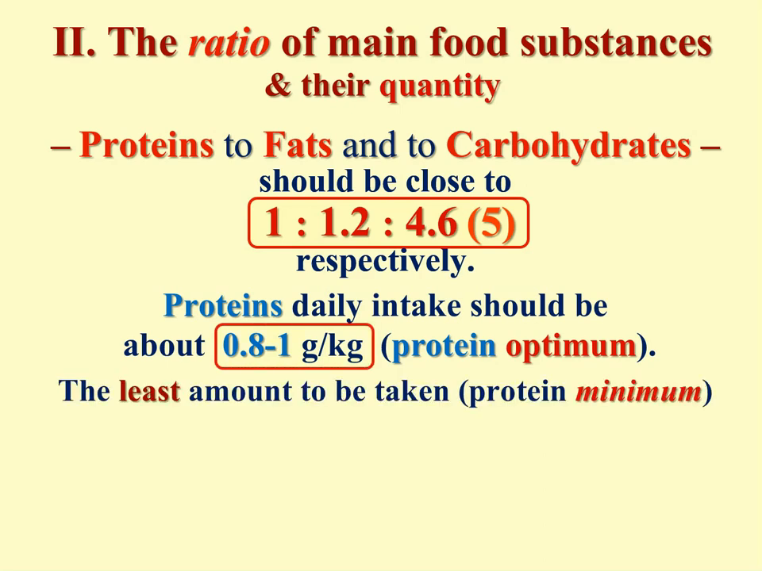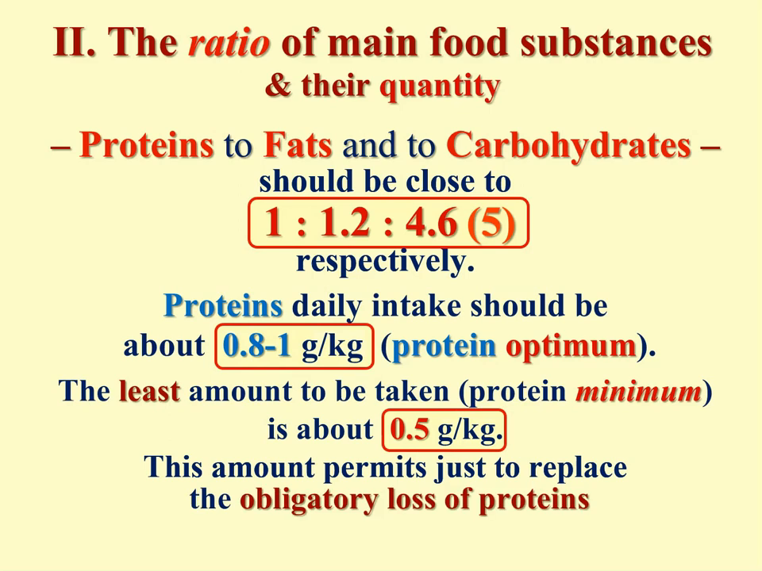The least amount to be taken, called the protein minimum, is about half a gram per kilogram, just 0.5. It's enough just to substitute the degraded proteins each day. This is called obligatory loss of proteins. Each day a number of protein molecules become too old and require substitution by new ones, and this obligatory loss requires 0.5 gram per kilogram. So it's not enough for a healthy person. And clearly, if the amount of proteins taken is less than 0.5, it will be serious protein starvation.